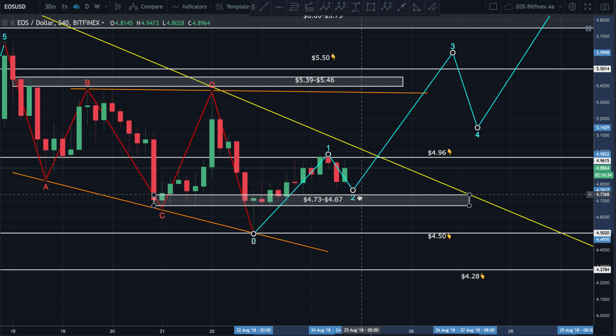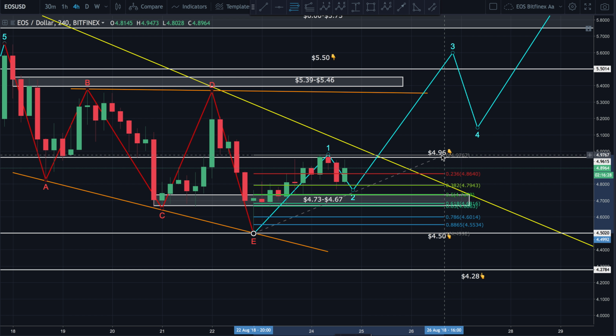We're looking for the bottom of a wave 2. We know typically, probability tells us, 60% of wave 2s land between the 50 and the 618 fib. That just happens to lie perfectly between this 4.73 and 4.67 support. Is that coincidence? I don't know. We'll have to wait and see, guys. But probability says that it's going to land here.